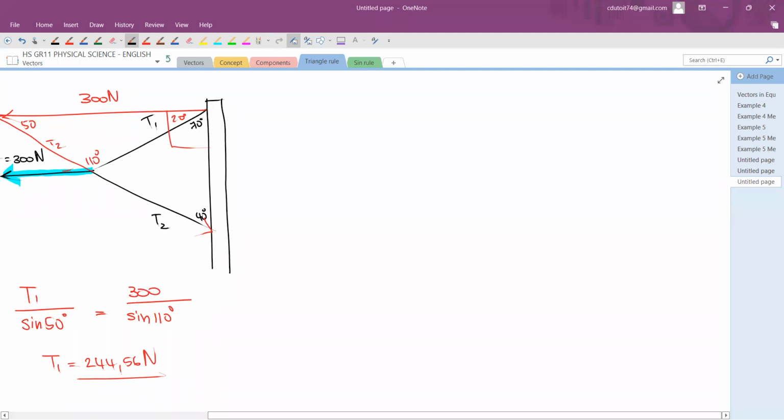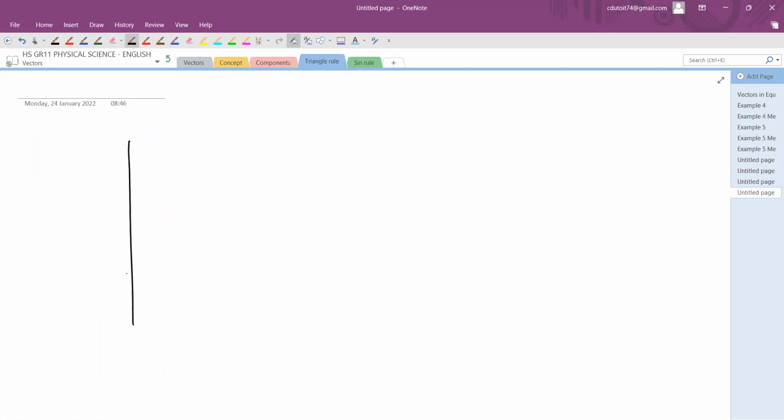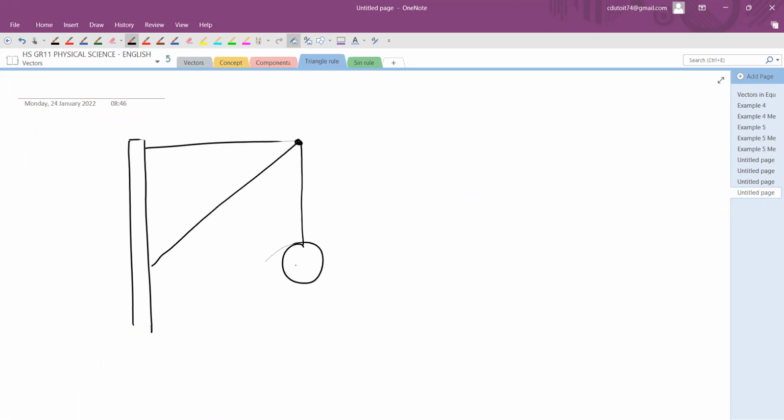I want you to look at the following. See if you can actually solve the following one. Let's just make a new page. There's a wall there. Then let's say I've got a piece of metal there, and there's another support structure there. This is like a metal rod and another support structure there. And then I've got a weight there of say 50 kg.